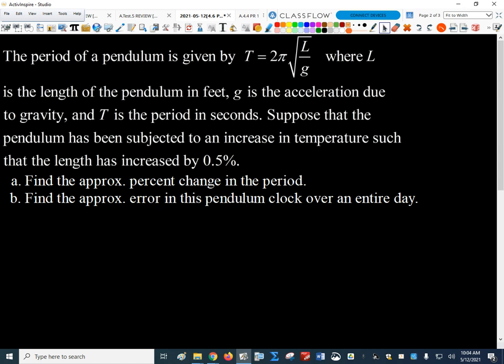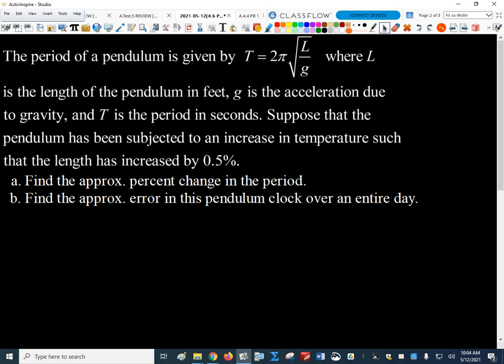Okay, so what are we told here? The pendulum has been subjected to an increase in temperature. So let's say it's made of metal, and the length increases by 0.5%. So we want to find the approximate percent change in the period. Okay?